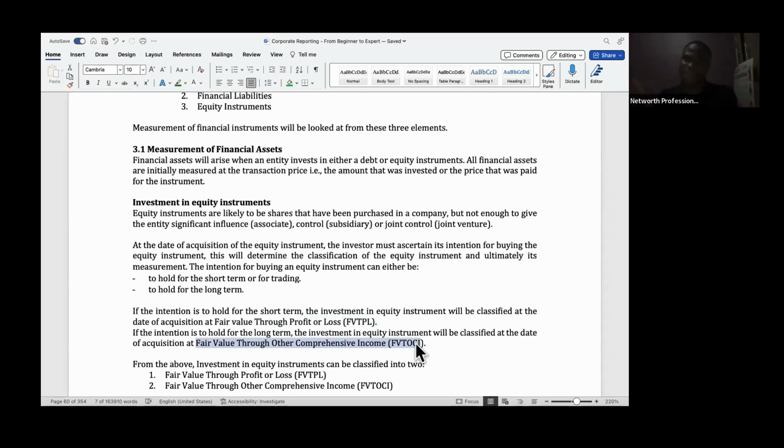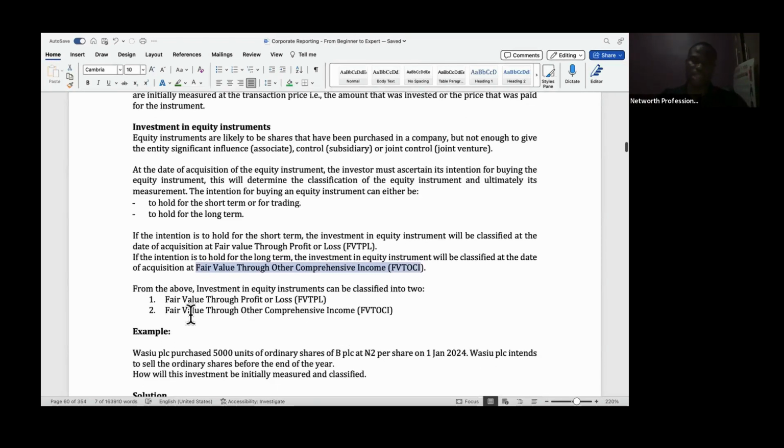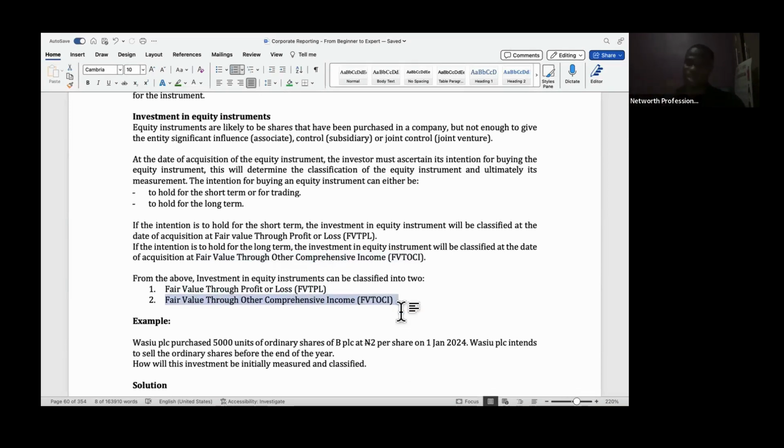So you won't just call it financial assets. You won't just debit financial assets. You would describe it completely as financial assets at fair value through P or L, or financial assets at fair value through OCI, depending on your intention of buying those shares, depending on your classification. So generally from that explanation, either you are classifying it at fair value through P or L or at fair value through OCI. All these I've explained last week.